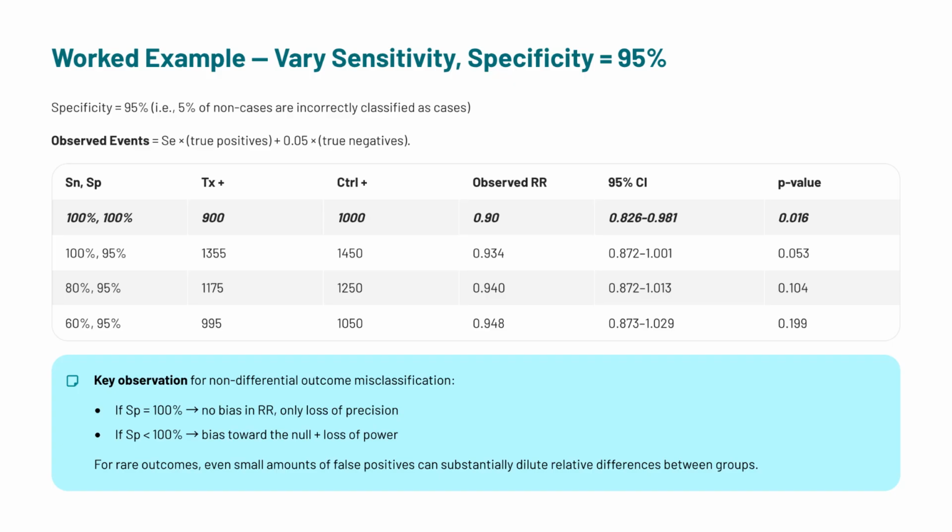Now let's reduce the specificity of our algorithm to 95%, meaning 5% of non-cases are incorrectly counted as cases in both groups. This is a big deal because the pool of non-events is large. Look at the second row. Even at perfect sensitivity, the observed risk ratio moves from 0.90 to about 0.934, closer to no difference. As sensitivity drops, the estimate moves further toward 1, and uncertainty increases. The takeaway is not that one metric matters more than the other. The takeaway is that false positives can dilute relative differences, and that dilution is more visible when the true event rate is low.